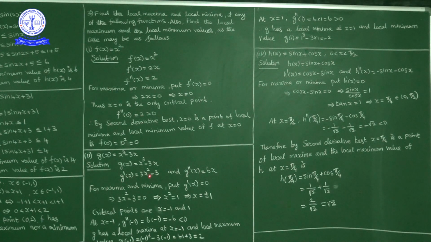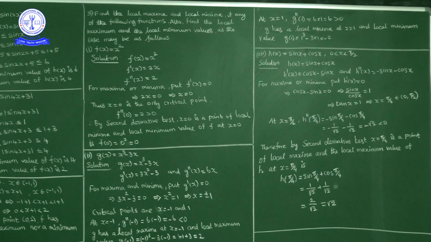Now find g double dash of x. 3 into the derivative of x square, which is 2x, gives 6x, and the derivative of the constant is 0. So g double dash of x equals 6x. For minima or maxima, put the first derivative equal to 0. g dash of x equals 0 means 3x square minus 3 equals 0, so 3 into (x square minus 1) equals 0. Since 3 is non-zero, x square minus 1 equals 0, which means (x minus 1)(x plus 1) equals 0. So x equals plus or minus 1.